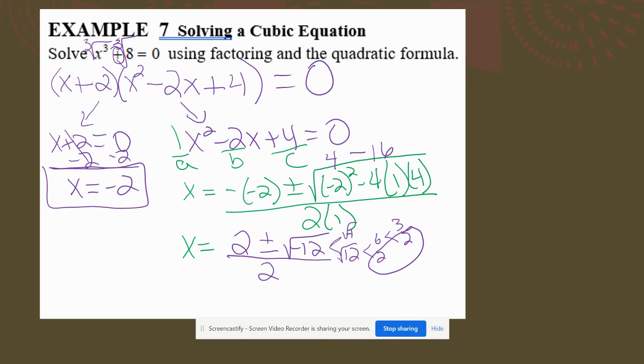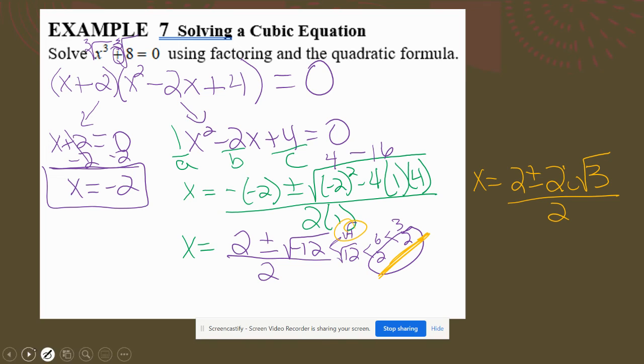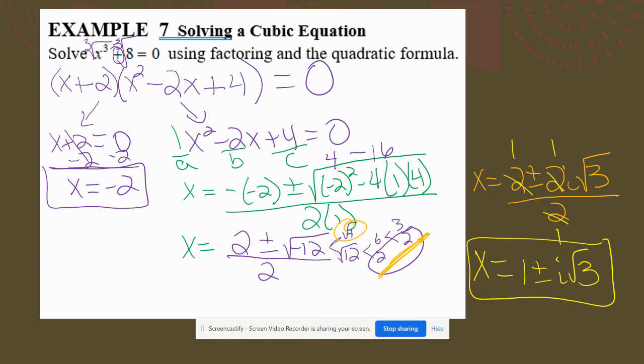So if I pull that out, I have x is equal to 2 plus or minus, we pull out this pair of 2's, we pull out the negative, square root of negative 1 with i, and then the 3 is stuck underneath the radical still. And then if I'm checking common factors, all of these have a common factor of 2. And so we have x is equal to 1 plus or minus i square root of 3. That, along with our x equals negative 2, is our full solution.